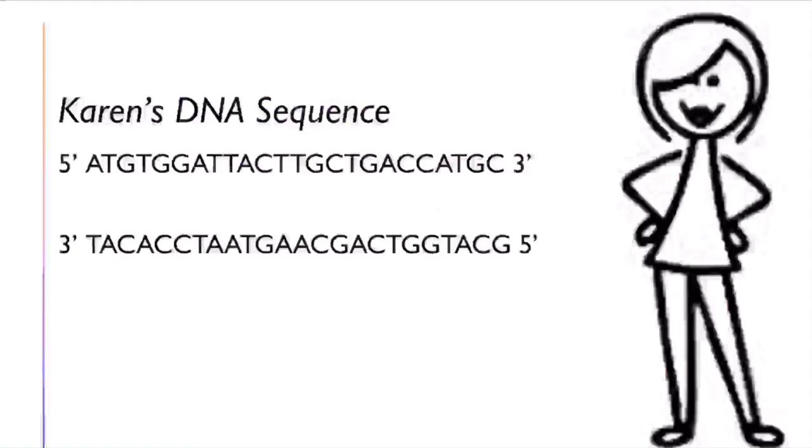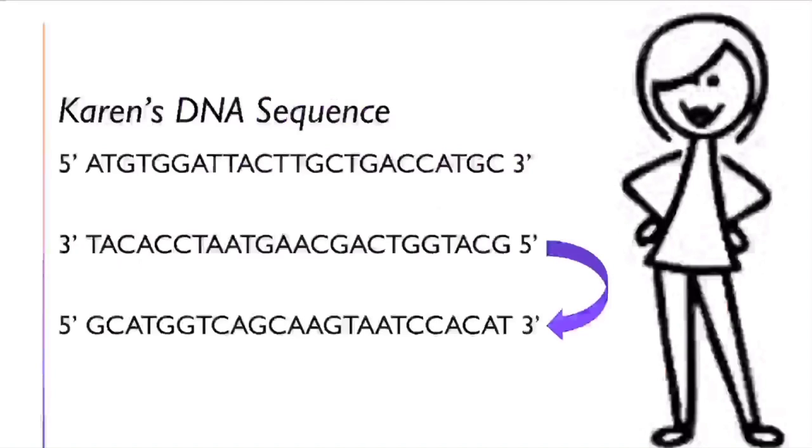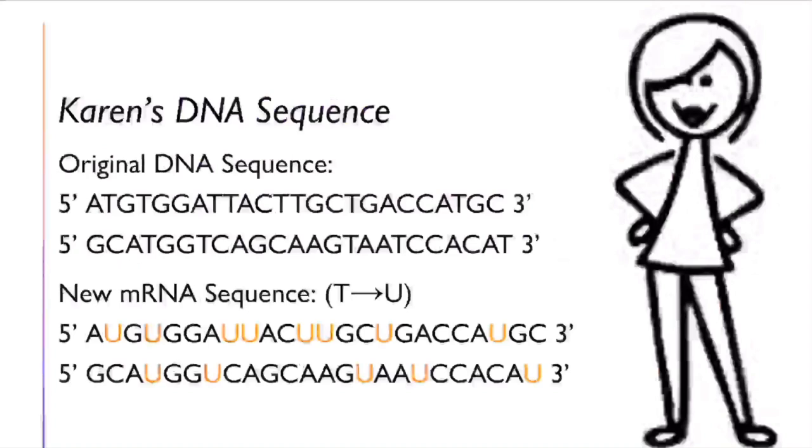We were given those two DNA sequences. What's the problem with the bottom strand? It isn't in the 5' to 3' direction. Let's flip it and move on. Next, we transcribed her DNA into mRNA by switching all the bases thymine to uracil.